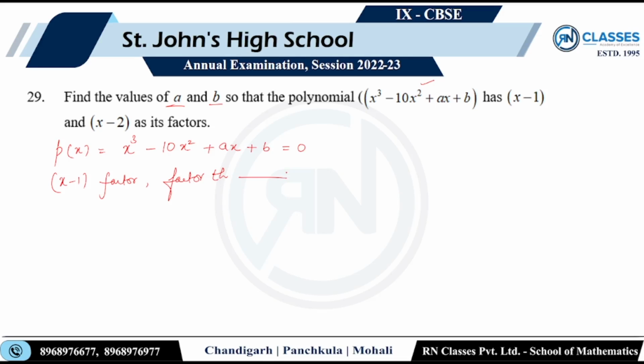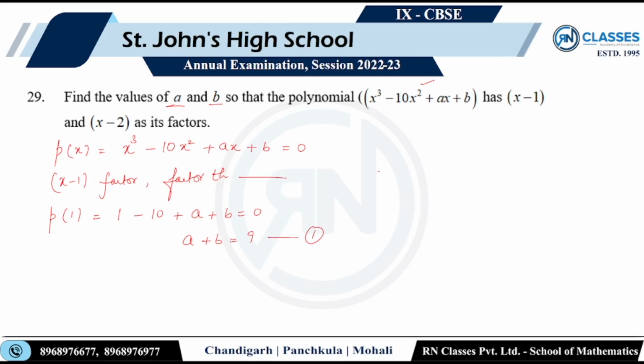As simple as that. So जैसे ही मैंने factor theorem use करी, p of 1 निकाला. So 1 का cube is 1 minus 10 x square, so that is 10 plus x की जगह 1 put किया, a plus b is equal to 0. So a plus b is given to be 9. Right? This would be equation number 1.